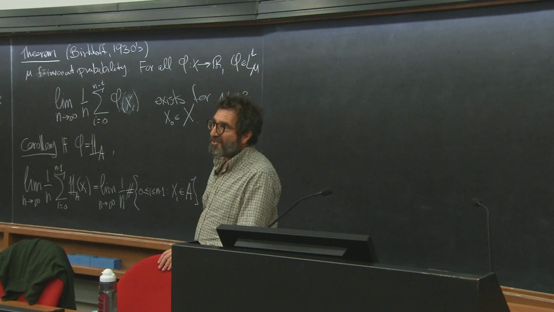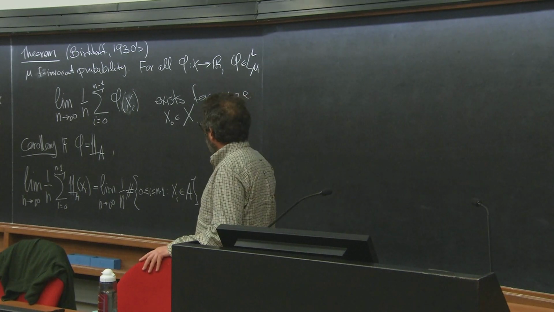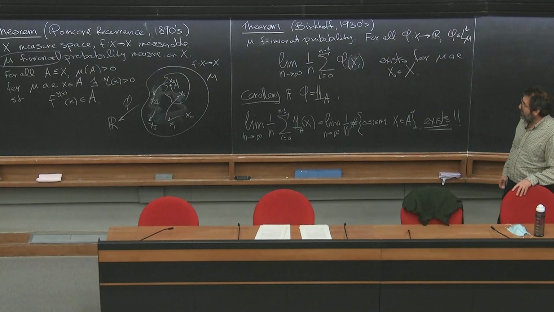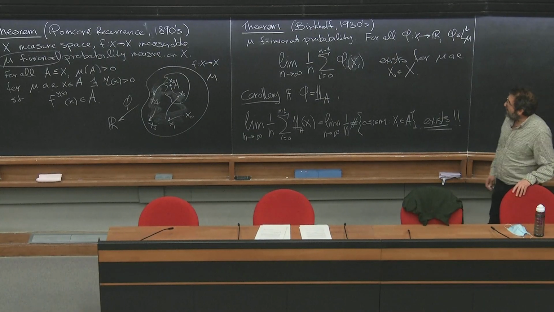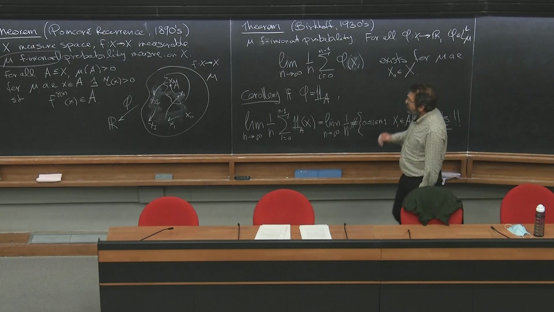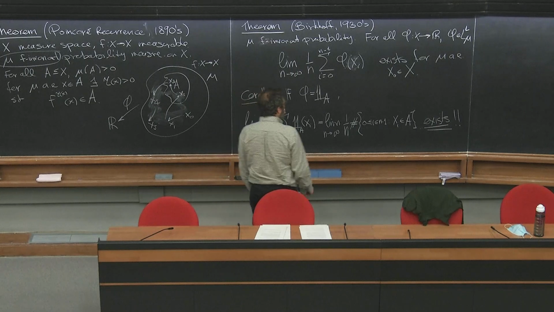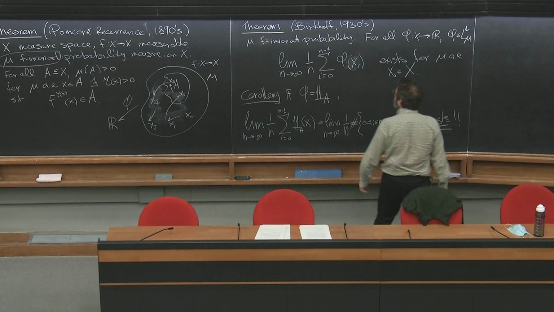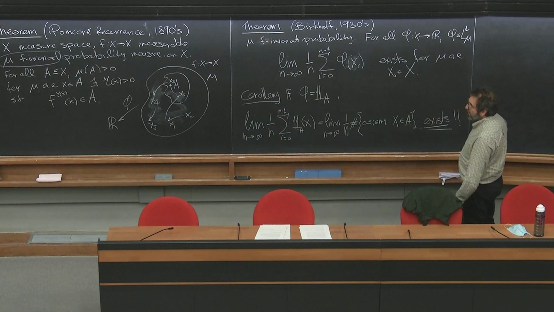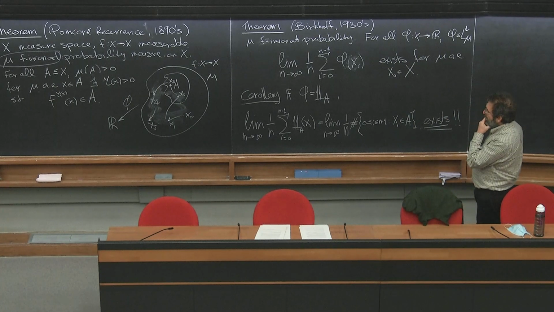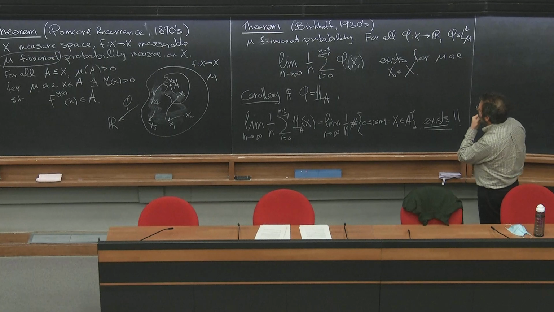Is it too much to ask what it converges to, right? Already the existence of the limit is really extraordinary. Can we say what it converges to? It turns out that we can do that under some additional assumption.